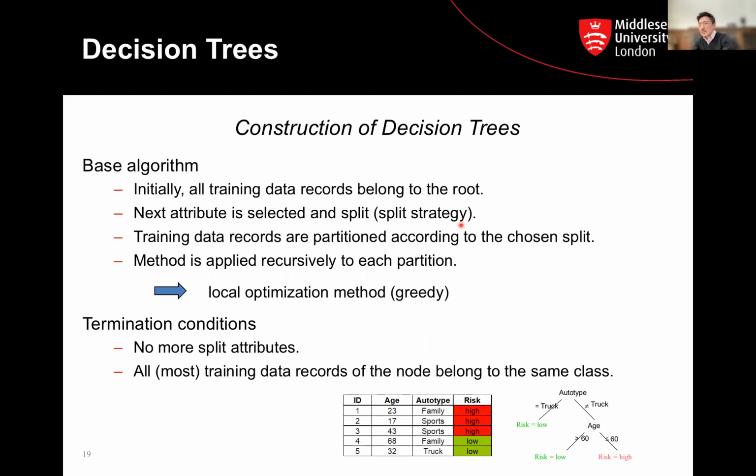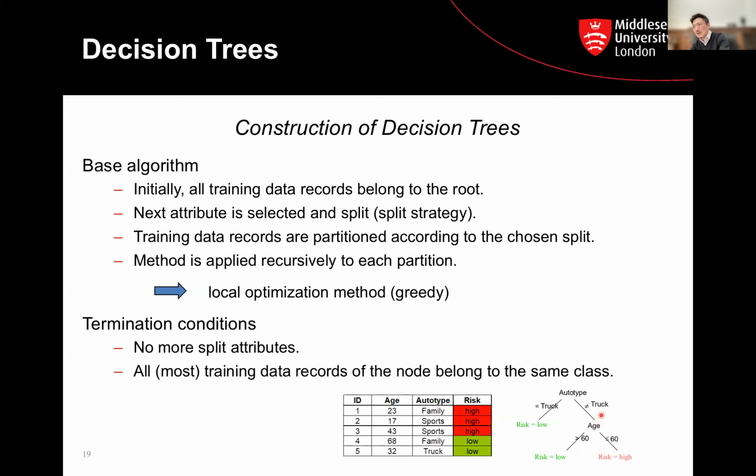Okay, and then once you choose, in this case we choose auto type, you do a split, and then you repeat the process at each node. For example, on this side, basically all the remaining data objects are of the same class, so you don't need to split it anymore. You can stop because they are all low.